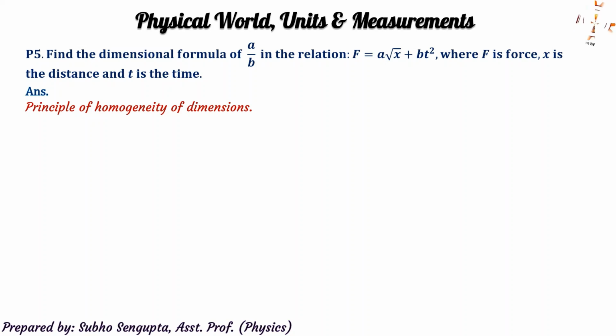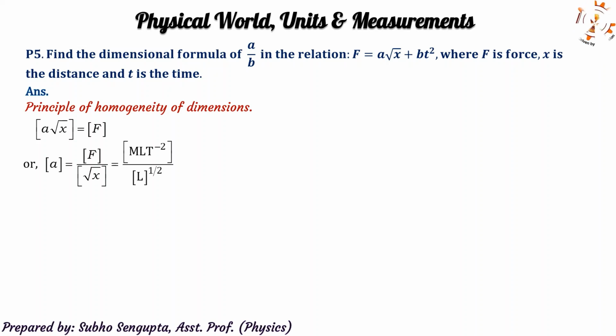So, the dimensional formula of the quantity a root x is equal to that of force. Therefore, the dimensional formula of small a is equal to the dimensional formula of force divided by the dimensional formula of root x. Substituting the dimensional formulae of force and length, we get the dimensional formula of a: [M L^1/2 T^-2].